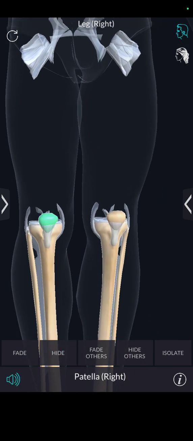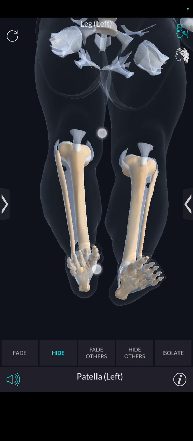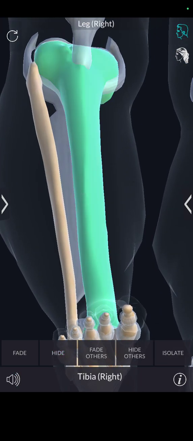The patella, also known as the kneecap, is a thick, circular triangular bone which articulates with the femur and covers and protects the anterior articular surface of the knee.